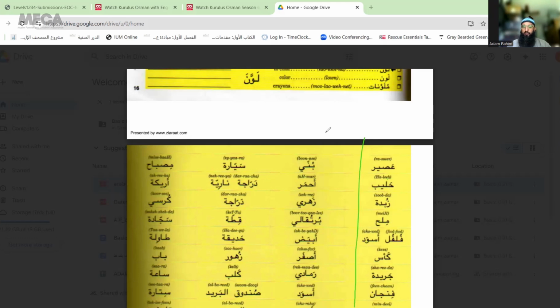The next word, the fourth one, will be milhun, right? Which means salt. So it's mim with a kasra, lam with a sukun, ha with the tanween. So milhun.